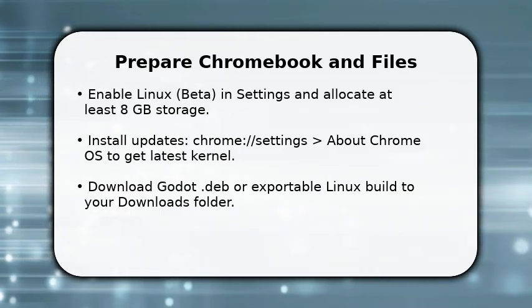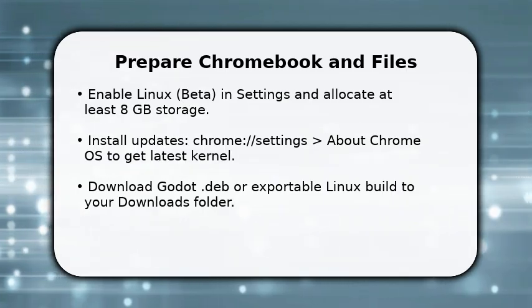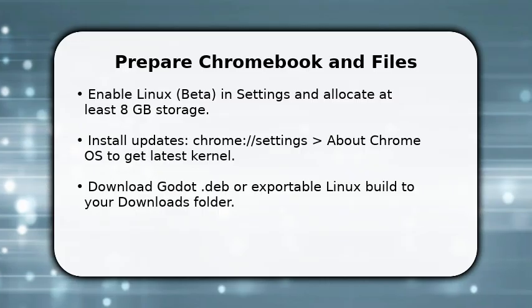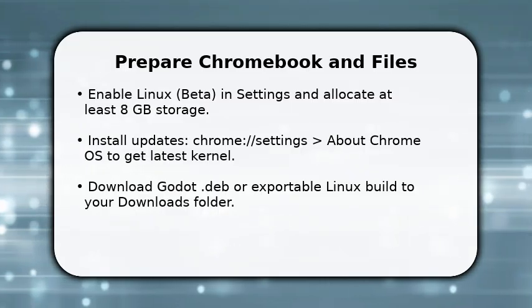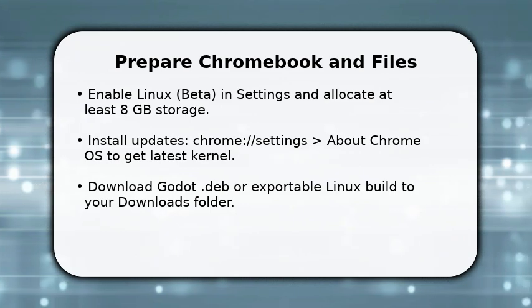Next, download the Godot .deb or the standard Linux build into Downloads. This keeps files accessible from the Linux container. Make sure you know whether your device is x86 or ARM, so you pick the correct build.